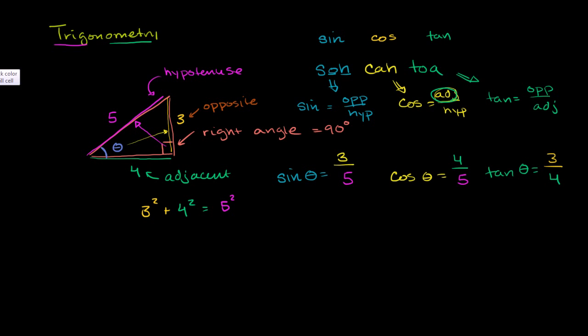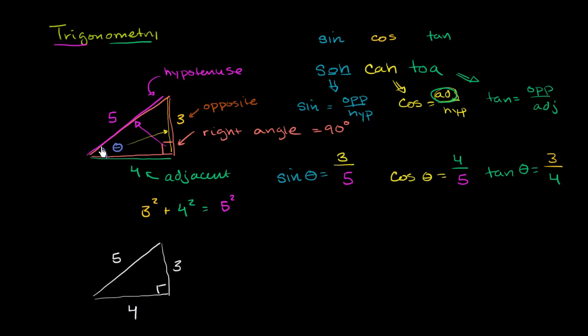Now, let's think about another angle in this triangle. And I'll redraw it just because my triangle is getting a little bit messy. So let's redraw the exact same triangle. And once again, the lengths of this triangle are, we have length 4 there, we have length 3 there, we have length 5 there.